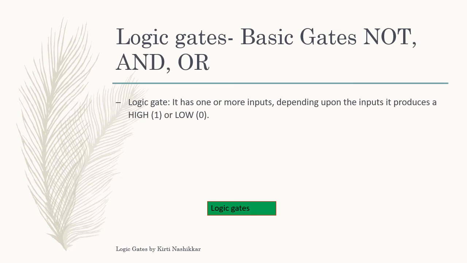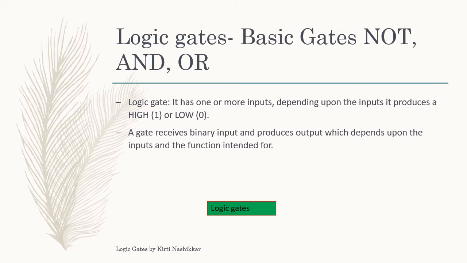What is a logic gate? It has one or more inputs, and depending upon the input it produces the corresponding output, which may be high or low. It is a circuit in which we give the input and get the corresponding output with respect to the present input. A gate receives binary input and produces output which depends upon the input and the function intended for. Whatever input we are giving, the output will correspond to that particular input only, and whichever gate we are using, we will get the output with respect to the functioning of that particular gate.